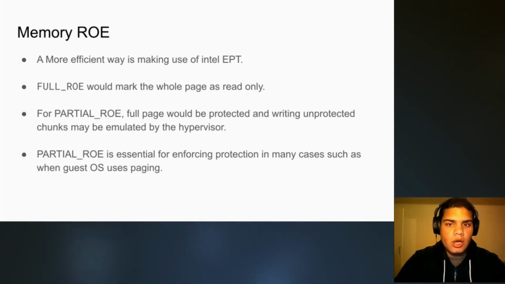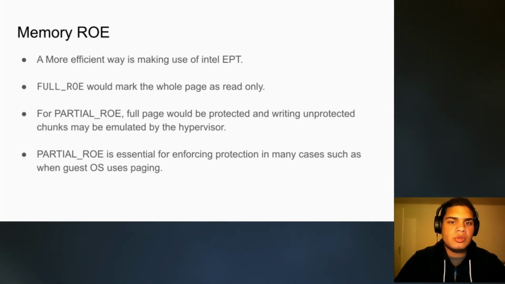In case of full ROE protection, it's simple. The page would just be marked as read-only, and the hypervisor would never allow any writing on this page to be done by the guest operating system. Partial ROE protection is a little bit more involved. In order to protect a single byte, the whole page will have to be marked as read-only by EPT, but that's not the end of it.